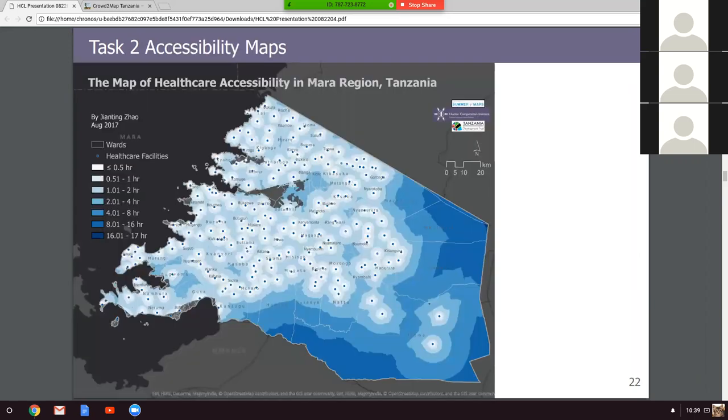Here I'll show several accessibility maps. The first one is the access to healthcare. From the lighter color to dark, it ranges from within 30 minutes walk to healthcare to up to 17 hours. And you can see that the western Mara region is definitely more accessible than the eastern region.